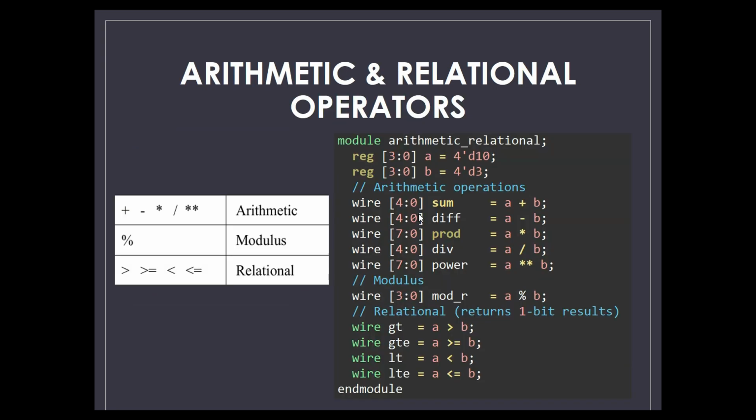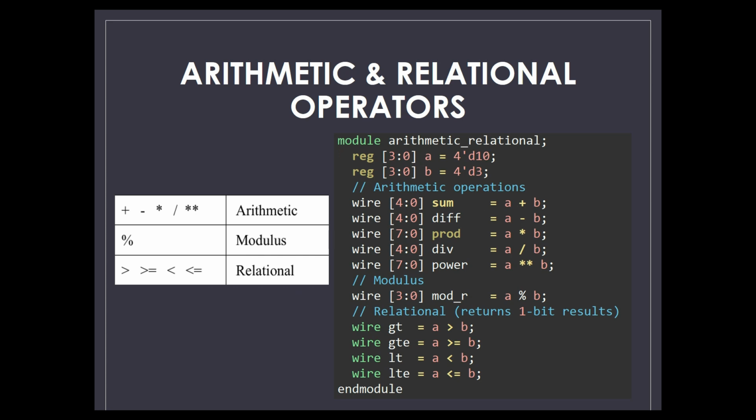Now the next operators are arithmetic and relational operators. These operators I feel we have all used extensively in one way or another. Simply, let's recall them. The plus operator is used to add two numbers. The subtraction operator is used to take the difference of two numbers. The multiplication operator is used to take the product of two numbers. The division operator is used to divide two operands. Now, the double star operator in Verilog is the power operator. That is, A ** B means A raised to B. These are the arithmetic operators. Then the modulus operator is also supported in Verilog. These are the relational operators: greater than, greater than or equal to, less than, and less than or equal to.